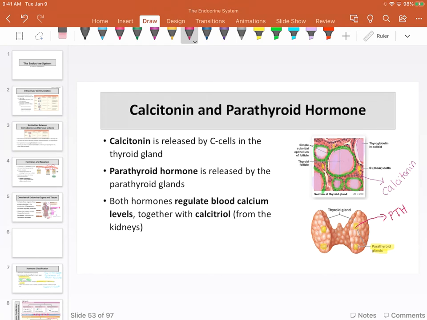Now, both of these are going to work in concert to regulate blood calcium levels. There's one more hormone that I need to talk about, and this one is actually released by the kidneys, called calcitriol. It is important in regulating blood calcium levels as well, but we will primarily focus on these two. And so let's look at how that actually is going to work for us.